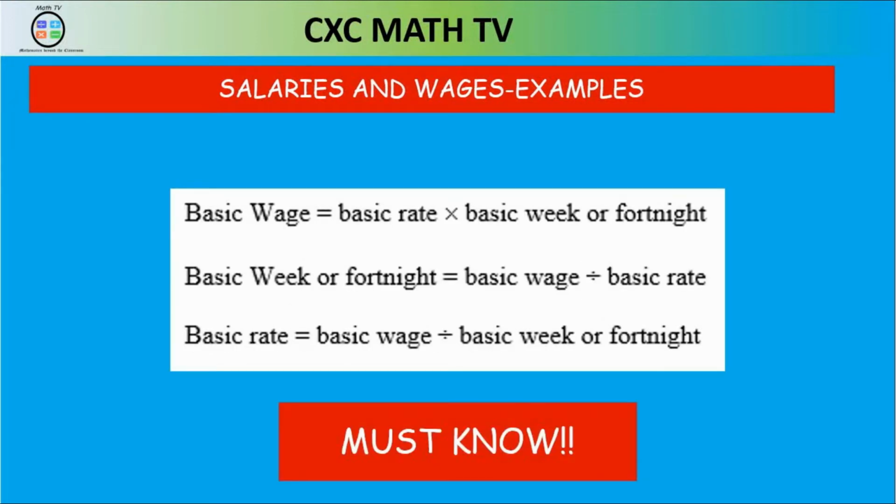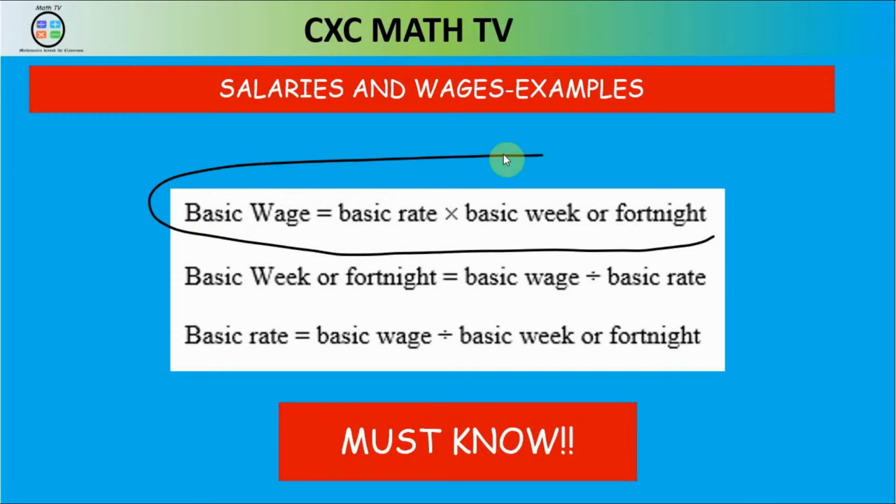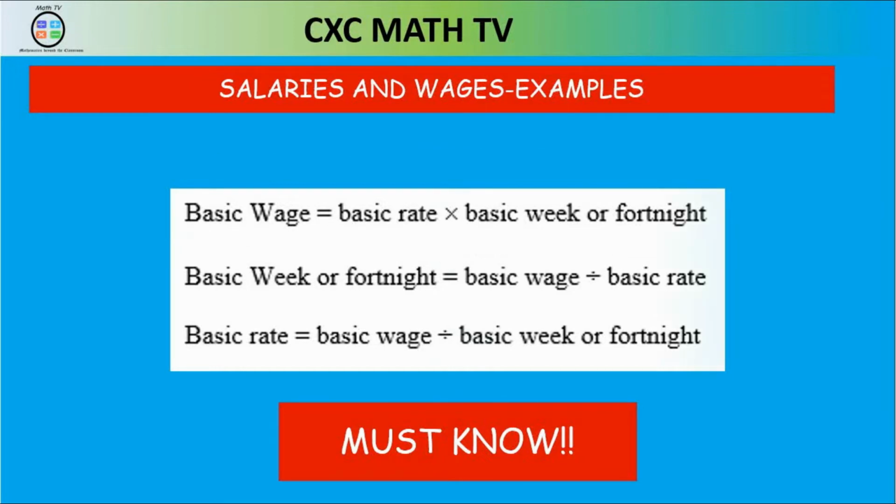So what's the formula that we have to know? We must know this. Now I'm going to circle the one that you must know. It's really just the first one. The others are just transposition of that first formula. You need to know that the basic wage is equal to the basic rate times the basic week. Let me say it one more time. Basic wage equals basic rate times basic week.